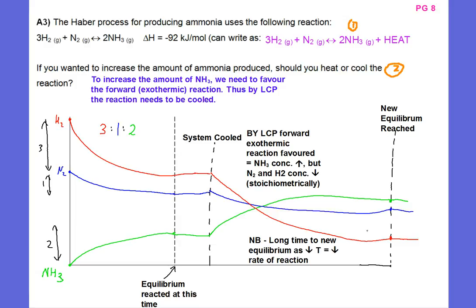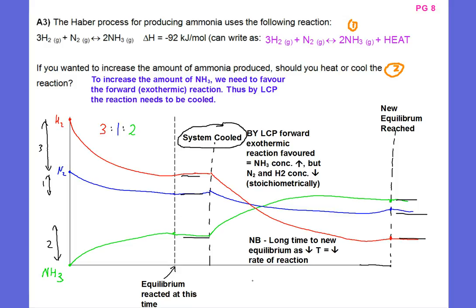The concentrations have all changed because I've affected the equilibrium. This is what LCP is all about. If I do something that affects the equilibrium, the position of equilibrium, I'll get a new equilibrium. This equilibrium is different to the previous equilibrium, with different concentrations of reactants and products in my new equilibrium.